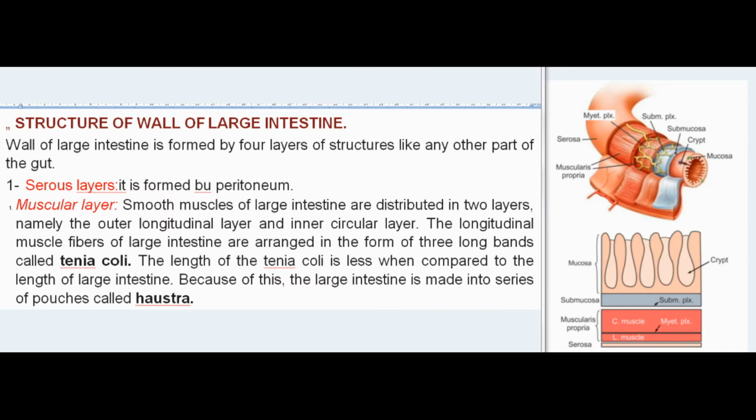Muscular layer. Smooth muscles of the large intestine are distributed in 2 layers, namely the outer longitudinal layer and inner circular layer. The longitudinal muscle fibers of the large intestine are arranged in the form of 3 long bands called tenia coli. The length of the tenia coli is less when compared to the length of the large intestine. Because of this, the large intestine is made into a series of pouches called haustra.